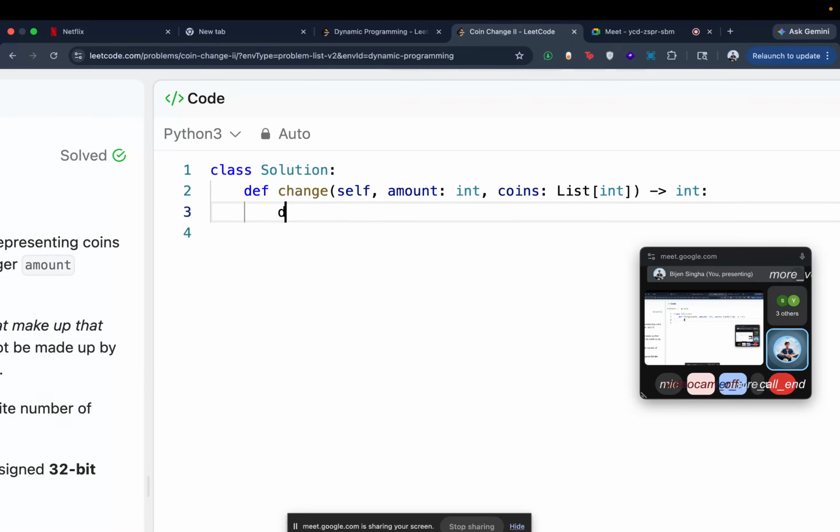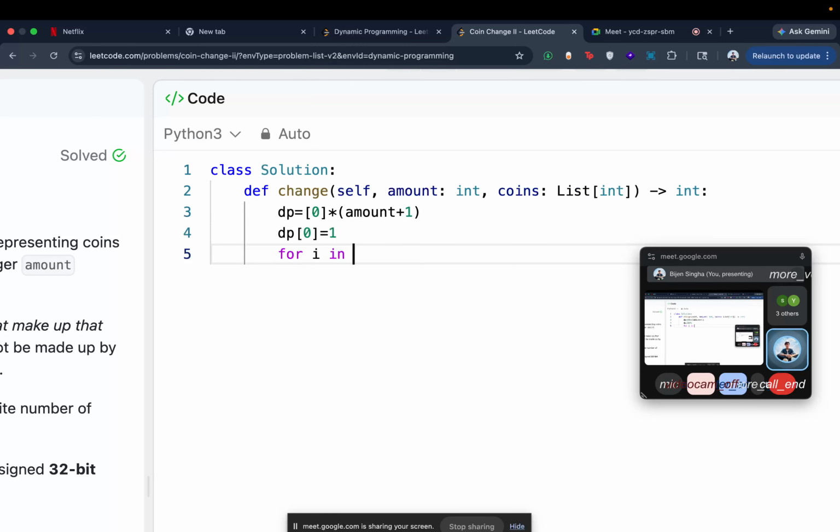Yes. So first I'll create dp. What is dp? 0 times amount plus 1. Why plus 1? Because 0 is also required, so you create that many entries. Now after creating, make sure that dp of 0 equals 1, because making 0 amount is also one way.